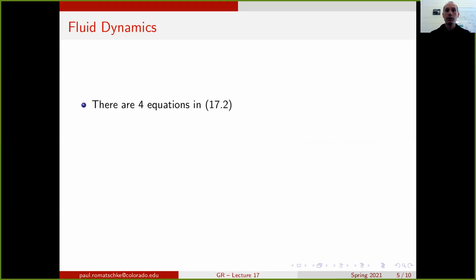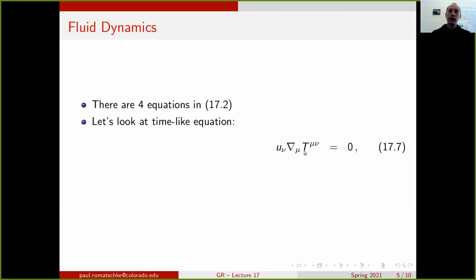Back to our main story, where we wanted to investigate the covariant conservation law of the energy momentum tensor, which was equation 17.2. We can now use the 4-velocity u^μ to project out the time-like part of this. So we take the contraction of ∇_μ T^μν with respect to u_ν.